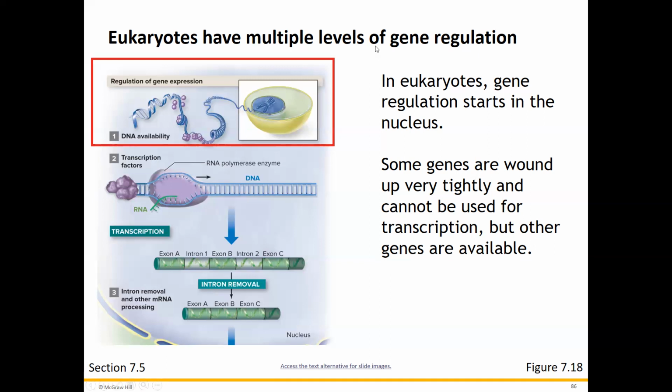So the regulation of these genes starts in the nucleus. This winding, when the DNA winds around these histone proteins and forms a nucleosome, they get wound again tighter and tighter and tighter.